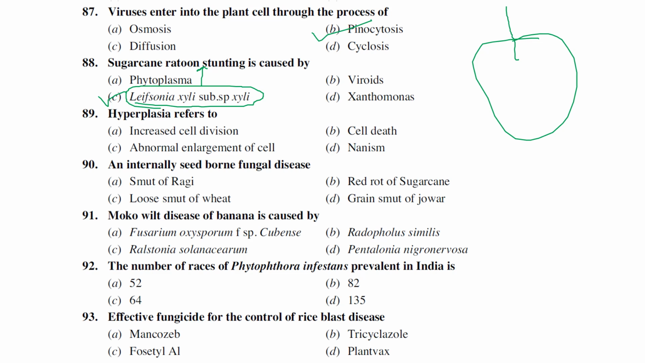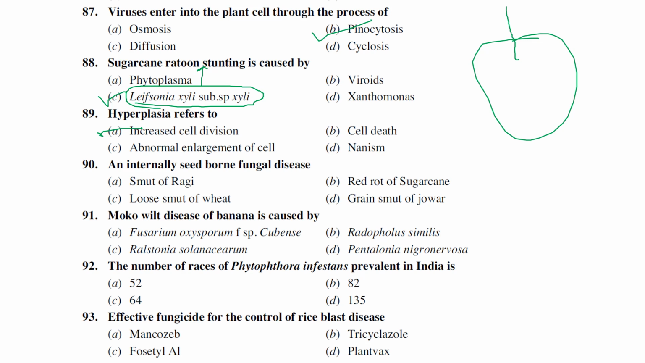Hyperplasia, the options are increase in cell divisions, cell death, abnormal enlargement of cells, and nanism. Nanism means dwarfism. Hyperplasia means increase in number of cells. Hypertrophy is abnormal enlargement of cells. Hyperplasia means increase in number of cells or cell divisions. So the answer is increase in cell divisions or number of cells.